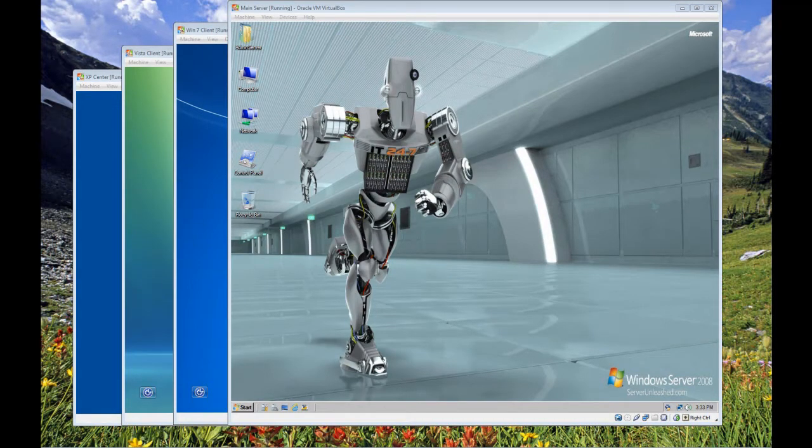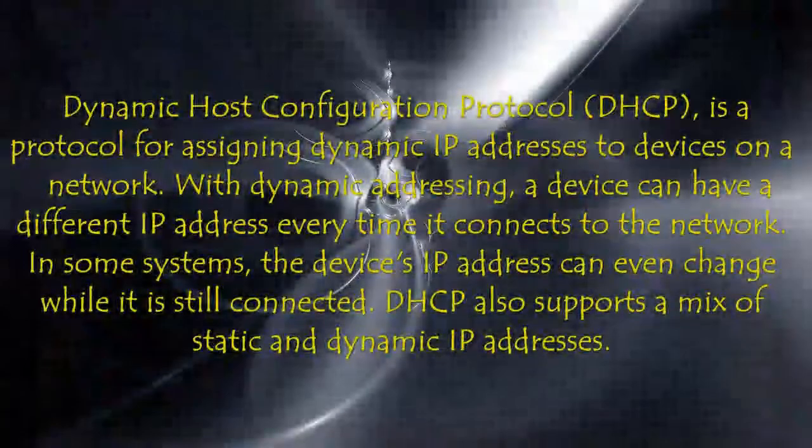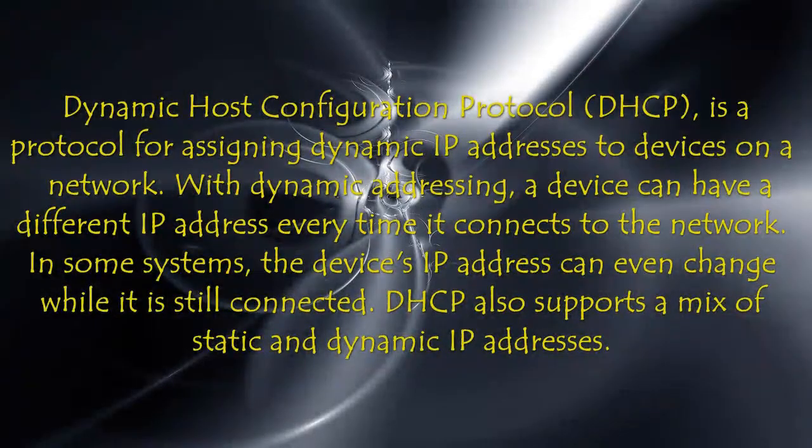Well, Dynamic Host Configuration Protocol (DHCP) is a protocol for assigning dynamic IP addresses to devices on a network. With dynamic addressing, a device can have a different IP address every time it connects to the network. In some systems, the device's IP address can even change while it's still connected. DHCP also supports a mix of static and dynamic IP addresses.